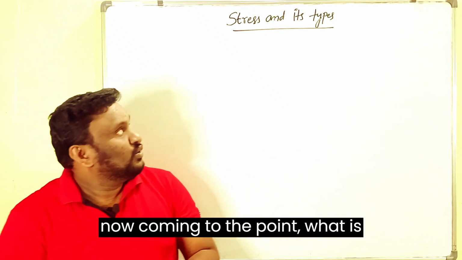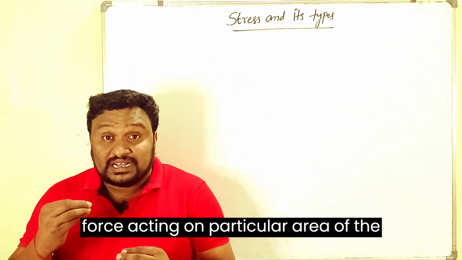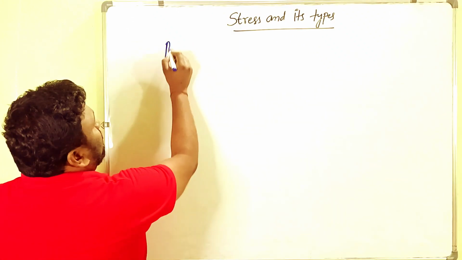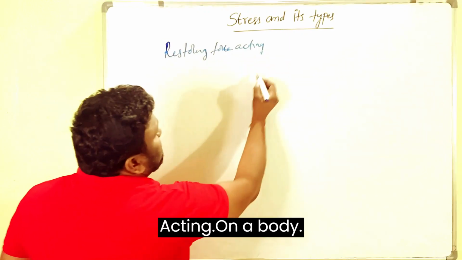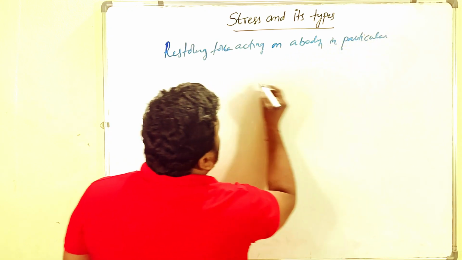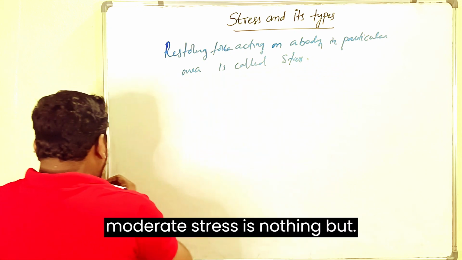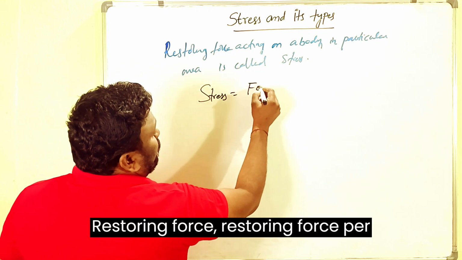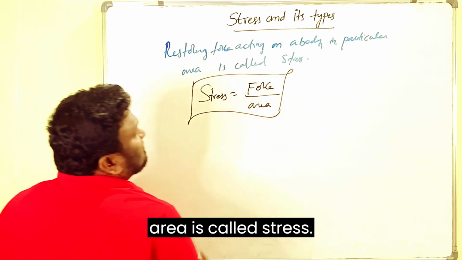Okay, now coming to the point. What is stress and its types? Stress is nothing but, children, the restoring force acting on a particular area of the body. So what is stress? The restoring force acting on a body in a particular area is called stress. Simply, we can write stress is nothing but restoring force per area. The restoring force acting on a body in a particular area is called stress.